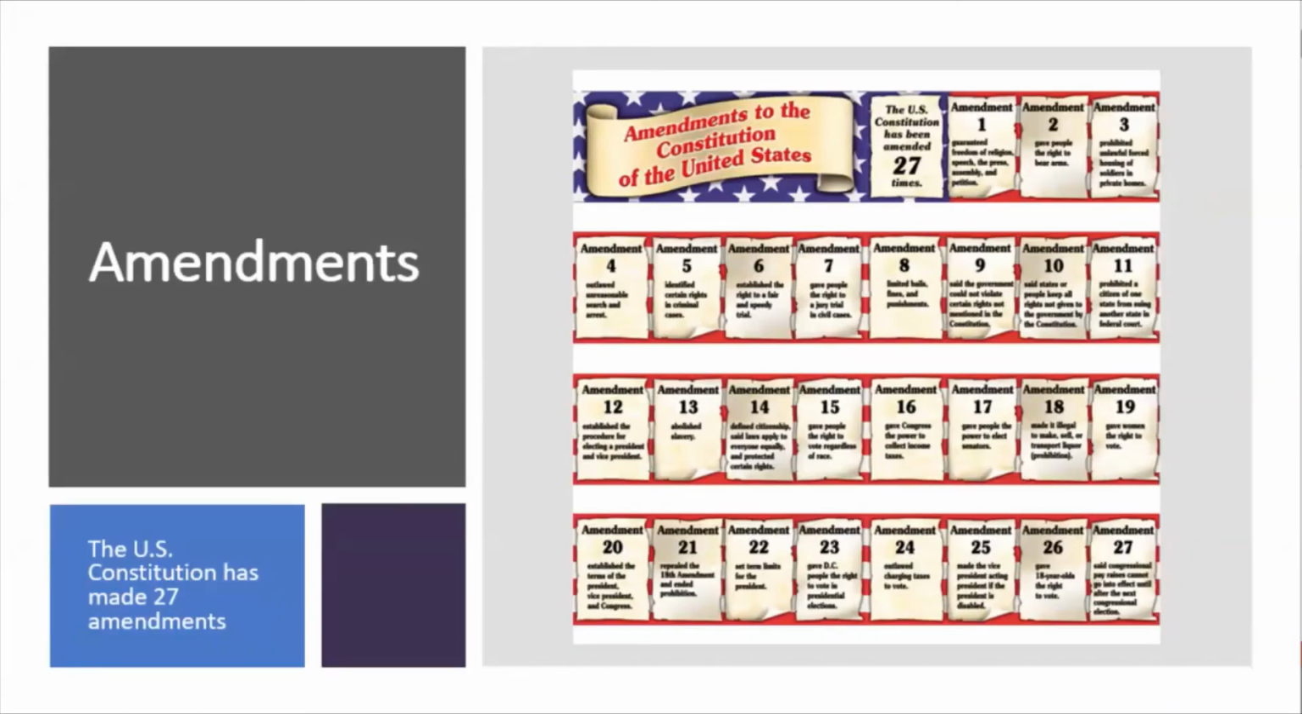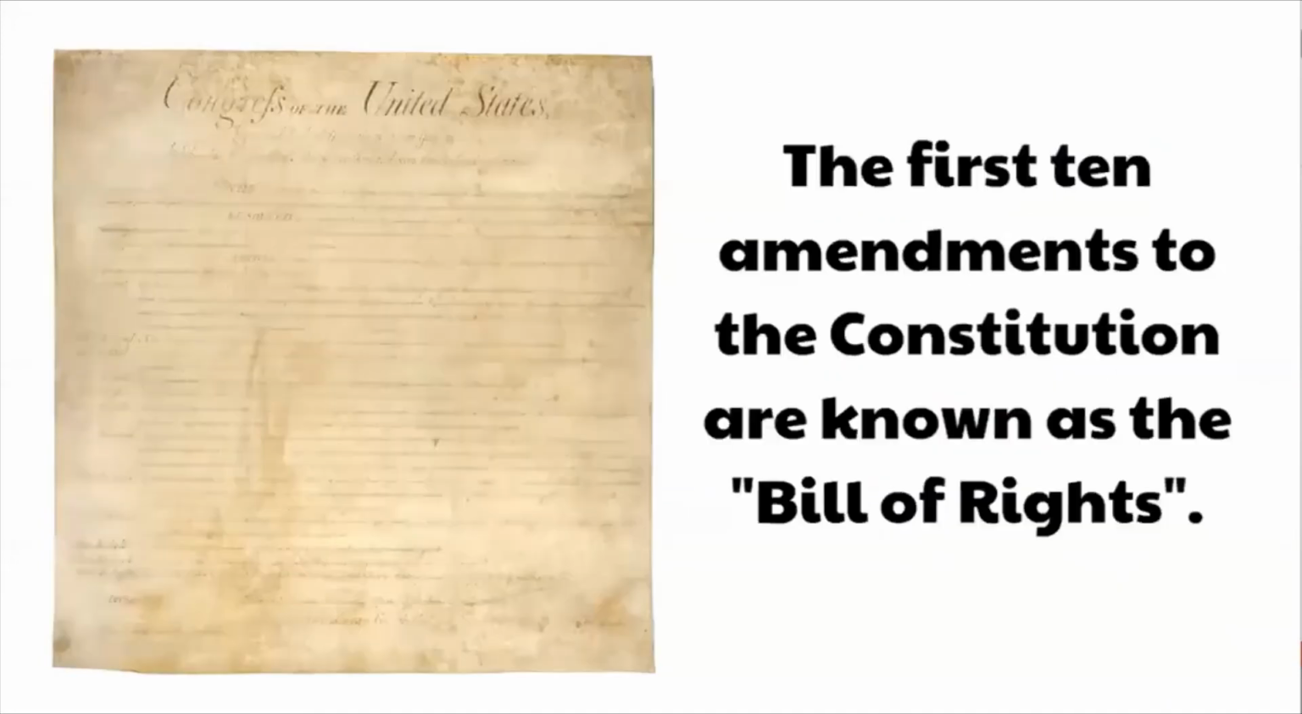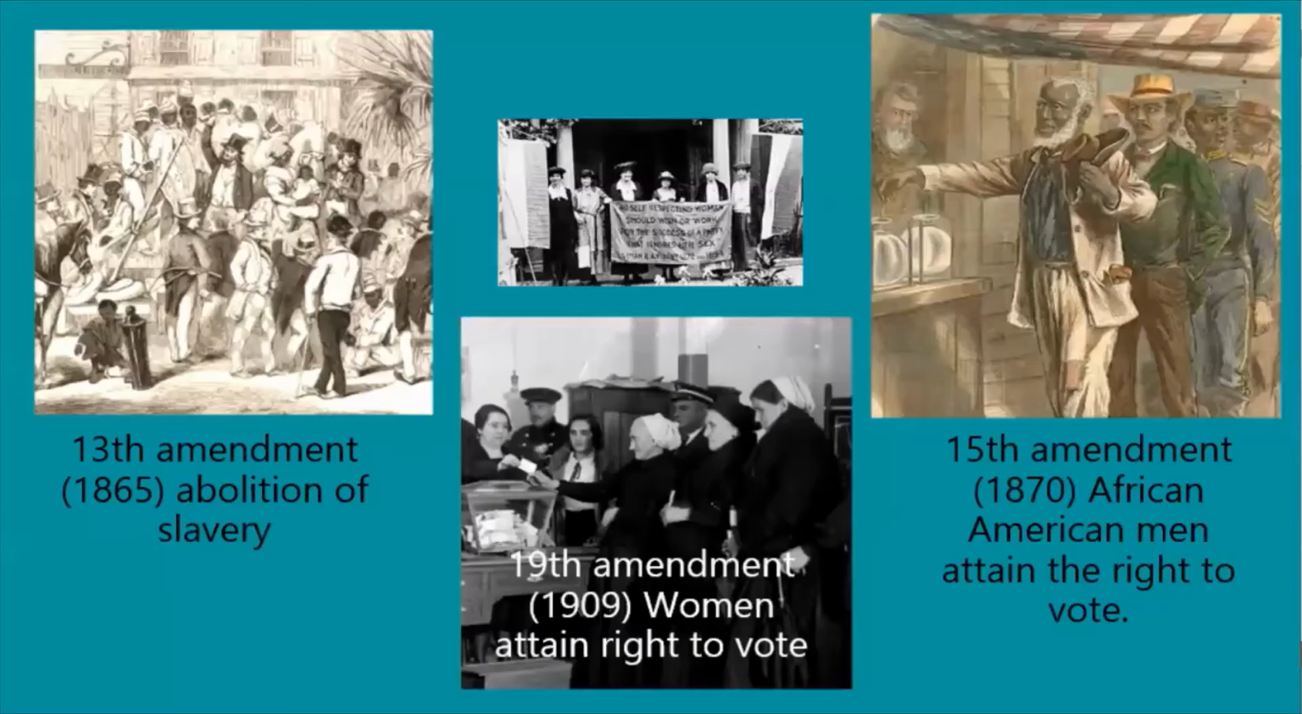These are the 27 amendments that have been made over the past 200 years. The first 10 amendments to the Constitution are known as the Bill of Rights. The 13th Amendment occurred in 1865, and it brought about the abolition of slavery. The 15th Amendment occurred in 1870, and this is when African American men attained the right to vote. The 19th Amendment occurred in 1909, and this is when women attained their right to vote.